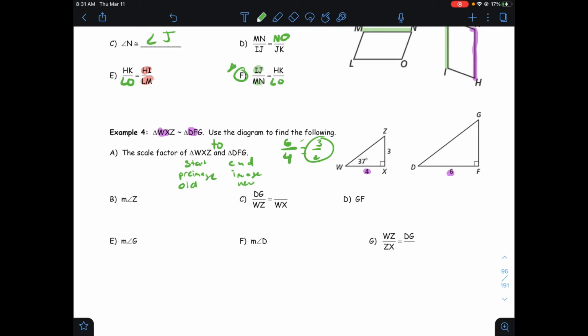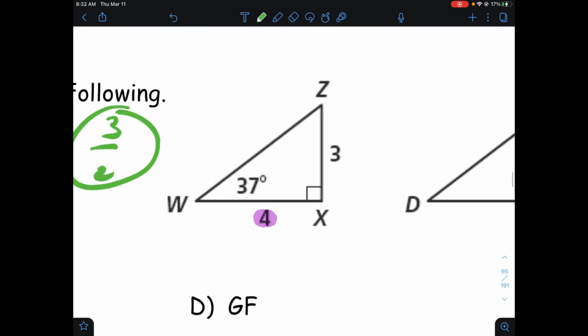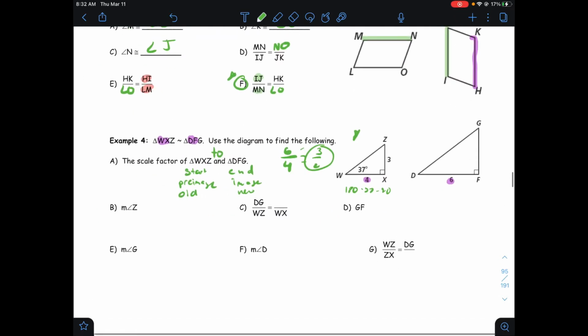All right. So now let's go ahead. They ask us for the measure of angle Z. You guys should be able to calculate this out. What is the measure of angle Z here? So to get the measure of angle Z, you would just do 180 minus 37 minus 90, which is going to give you 53.